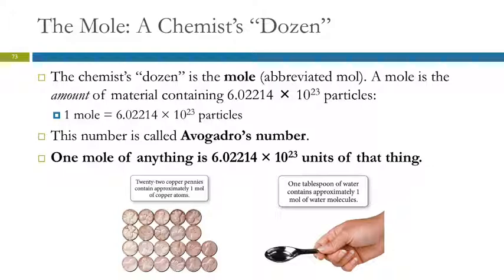A mole is a useful number because it's a useful size. So 22 pennies, the ones that are all copper, 22 copper pennies, that's approximately 1 mole of copper atoms. So, you could hold those in your hand. Nice amount, right? A tablespoon of water is about 1 mole of water molecules. So by using this number, we get an amount of a substance that is small enough to hold, but big enough to see. Okay?